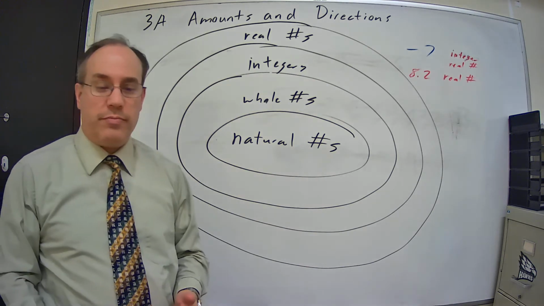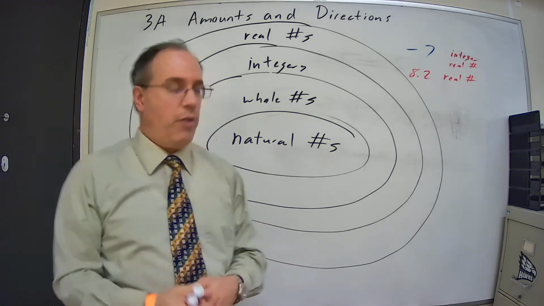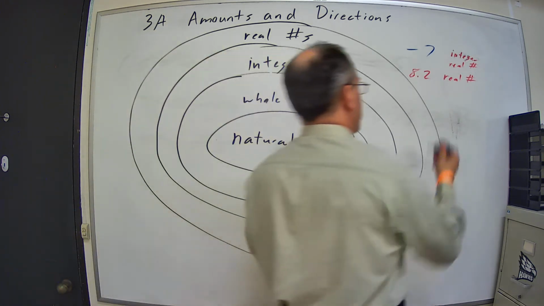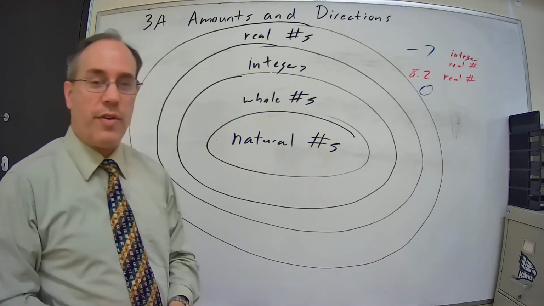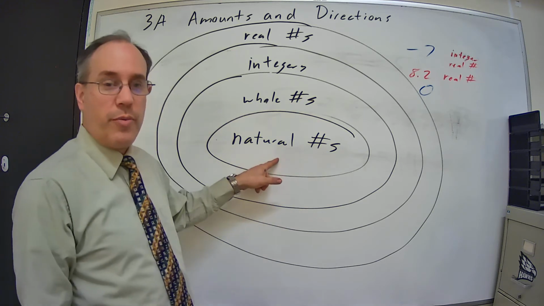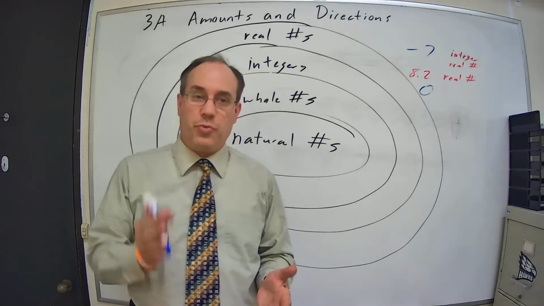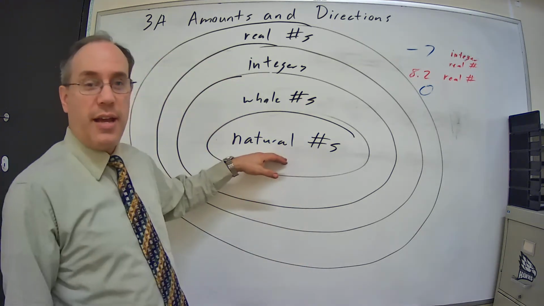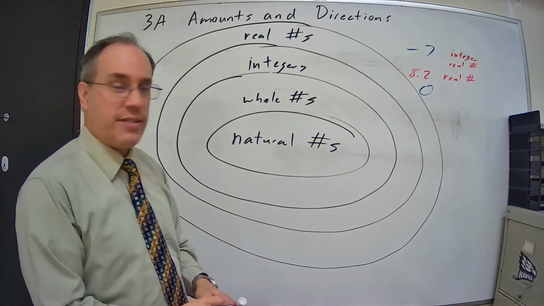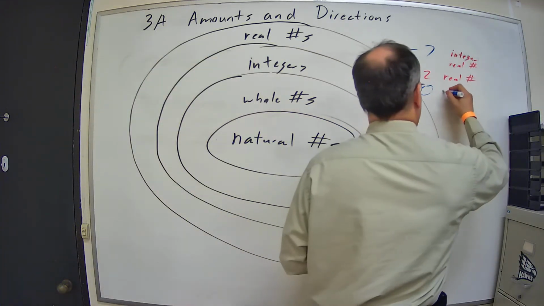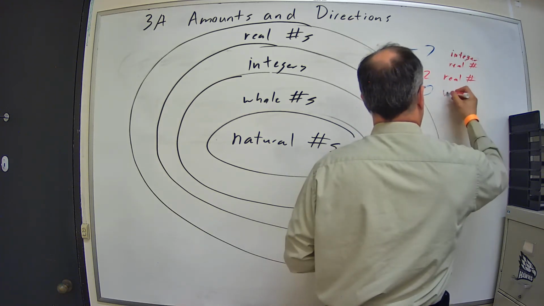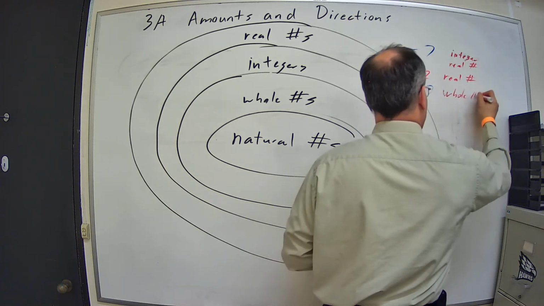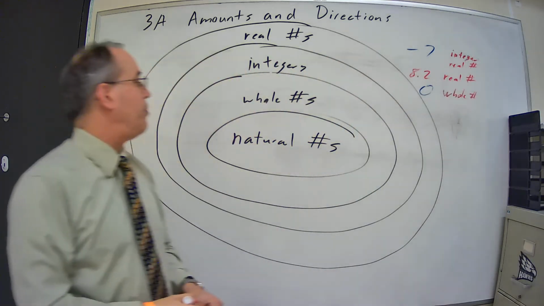So a real number. What about 0? You can convince that to work a little bit. So we have 0. Well, is 0 a natural number? Natural numbers are your counting numbers. 1, 2, 3. Nope, it's not a natural number. Is it a whole number? Yes, it's a whole number. So it is a whole number.